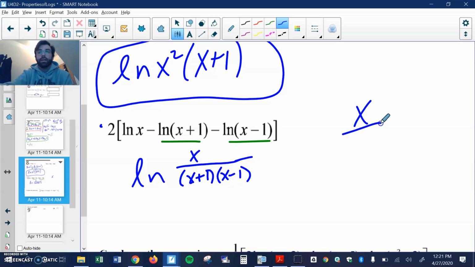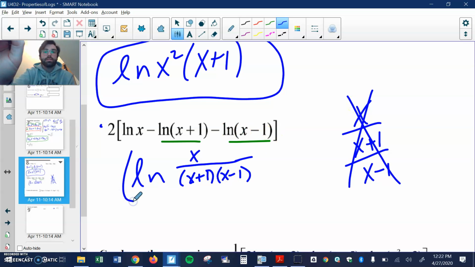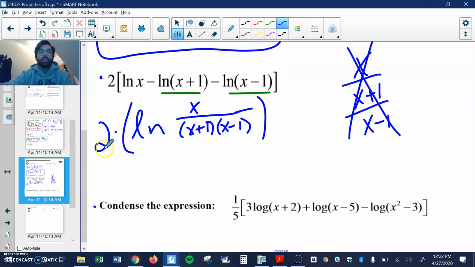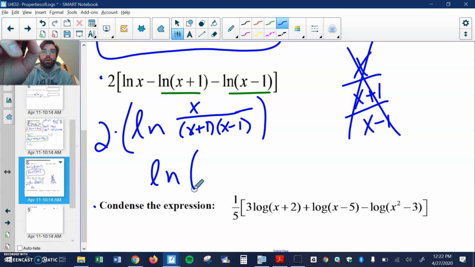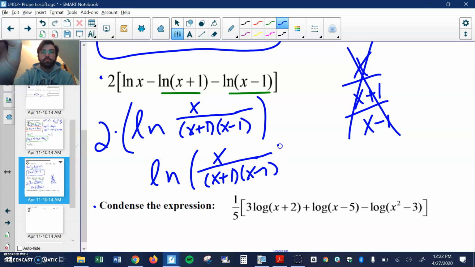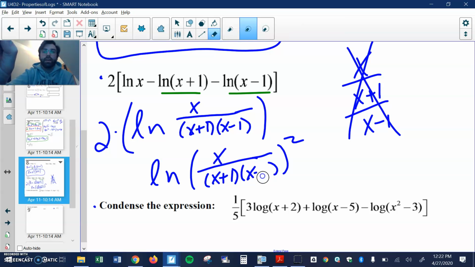Okay, I don't write it like this. That wouldn't make much sense. All right, so if something is being subtracted, that tells me that it's going downstairs. All right, now this is all 2 times this. Well, that means 2 was my exponent, so I'm going to write this as a natural log of all of this to the 2nd power.